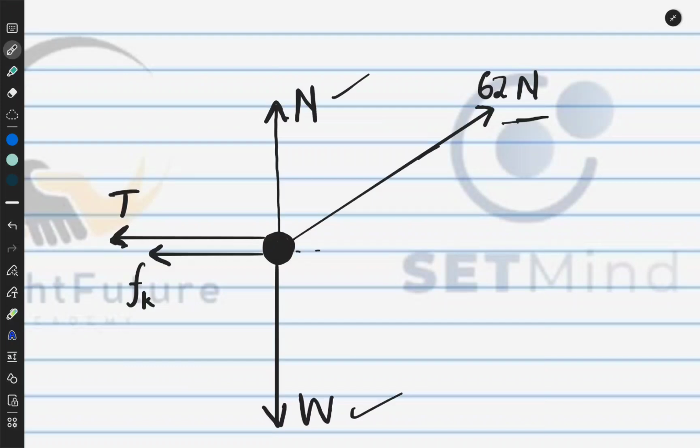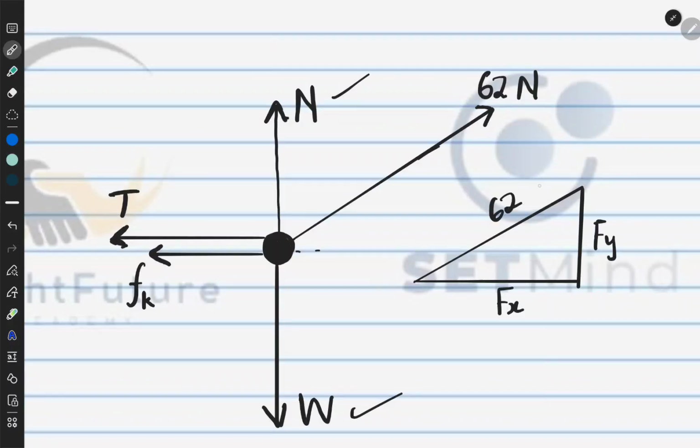So we usually use its components instead. Since we are working with the y-axis, we will use the y component of this 62 Newton vector. So how does it look? You will have something like this. This is the 62 Newton vector, and we usually treat it as a triangle, right? This will be its Fx, which is the x component, and this will be its Fy, the y component. And this is just the 62 Newtons, which is this guy going up there.